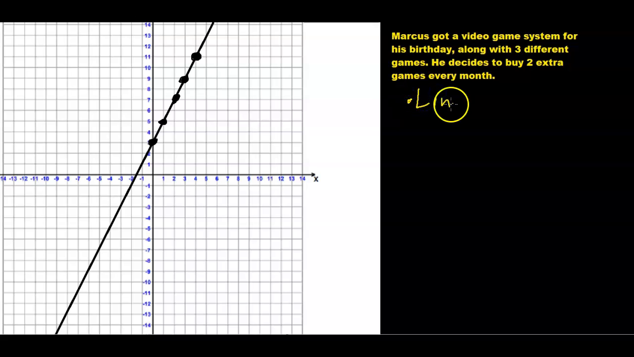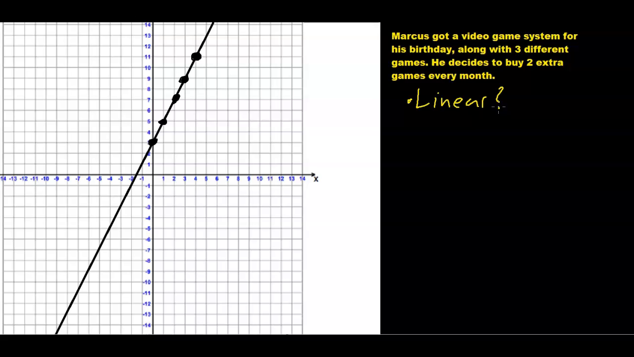Is this linear? Well, clearly it is, right? First of all, if we plot a bunch of points of the relationship, we can definitely connect them with a straight line, and it meets the definition of linear, being that it changes at a constant rate, right? Every month, his number of video games increases by 2.